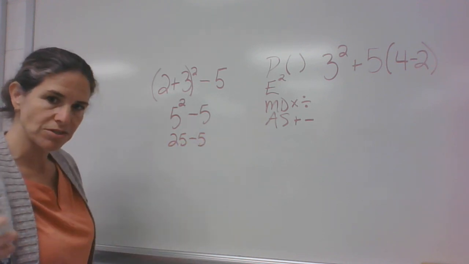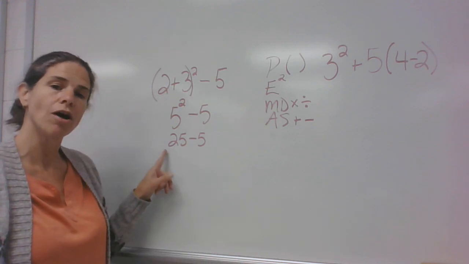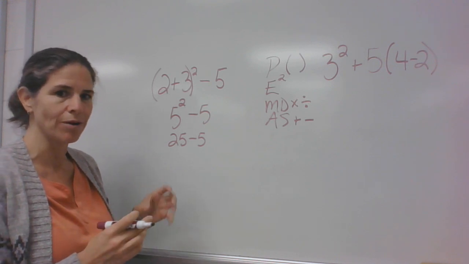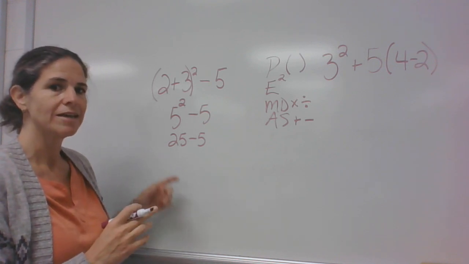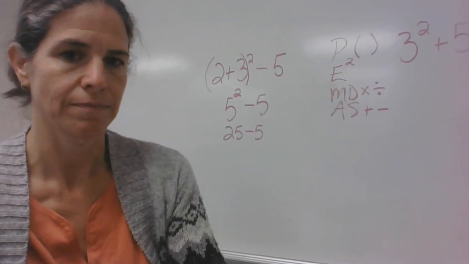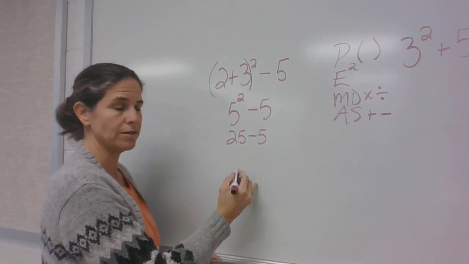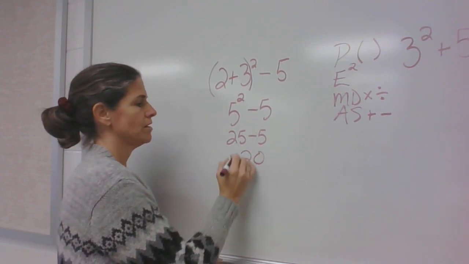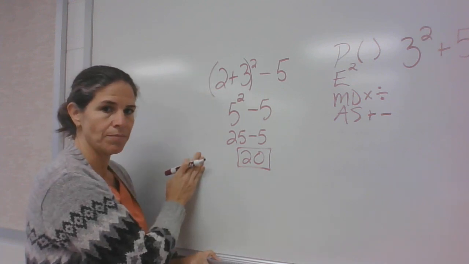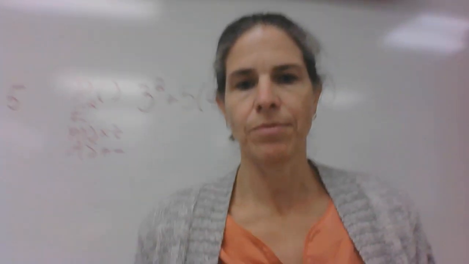Miss Smith, I can do this stuff in my head. I'm sure you can, but you have to show all your work. You have to show your steps, because if you lose that breadcrumb, if you forget something that you're supposed to do, this is going to mess you up. All right. So 25 minus 5 is 20. This is your answer. This is what you need to take a picture of and upload. This is your work.